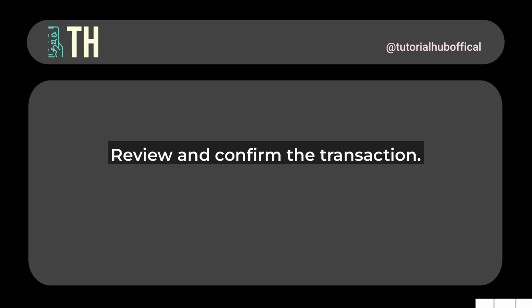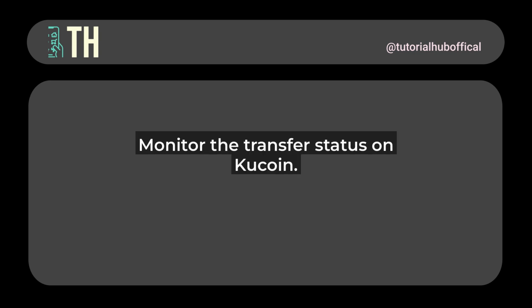Once submitted, the withdrawal will process on the blockchain. This could take anywhere from a few minutes to an hour, depending on network conditions. Keep an eye on your Kucoin transaction history for updates. Finally, hop over to your Coinbase account and check your Dogecoin balance to confirm the transfer has arrived.